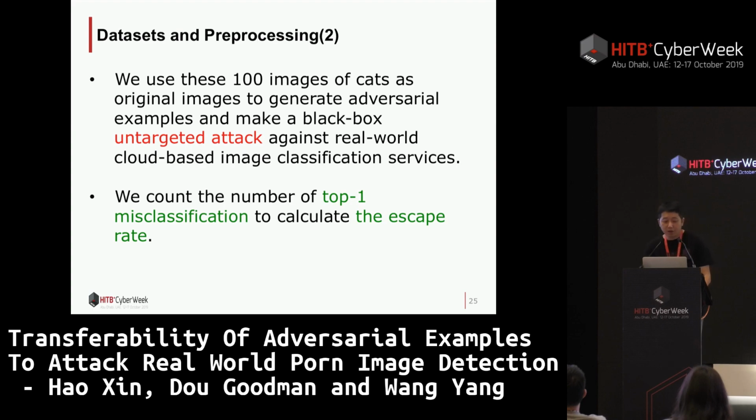Predict and label the 100 original images through the cloud-based services, and then train the substitution model. We will use these 100 images to generate adversarial examples and make a black box and targeted attack against the real-world cloud-based image classification services.